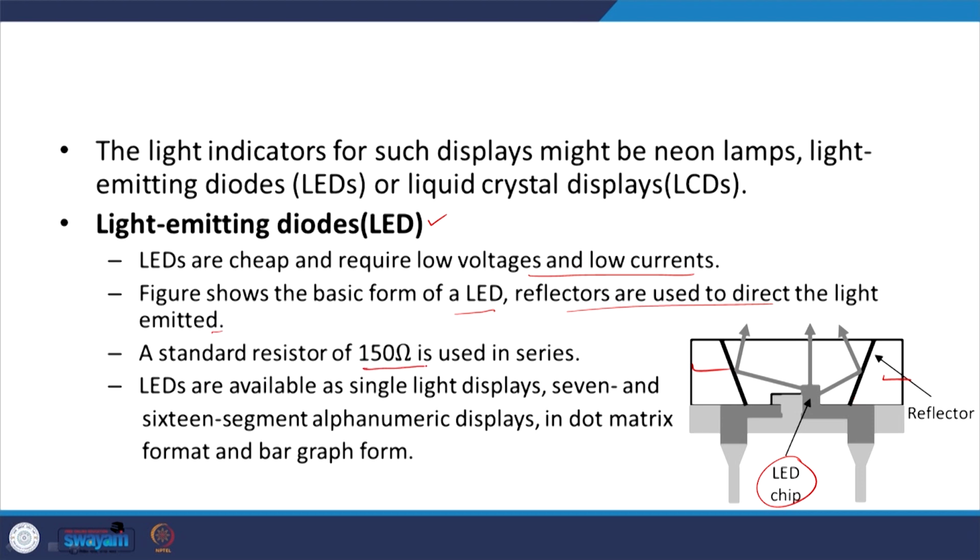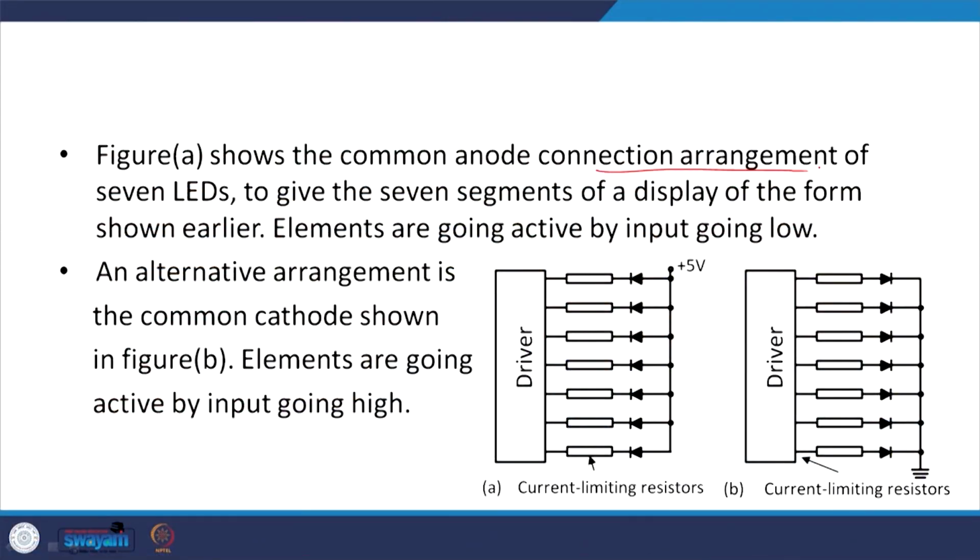A standard resistor of 150 ohm is used in series, and these LEDs are available as a single light display, 7 and 16 segment alphanumeric display, in dot matrix format and in the bar graph form. Here we can show the common anode connection arrangement of the 7 LEDs, to give 7 segments of a display of the form which I have shown previously, where elements go active by input going low, and then we can have the other arrangement where elements go active by input going high.